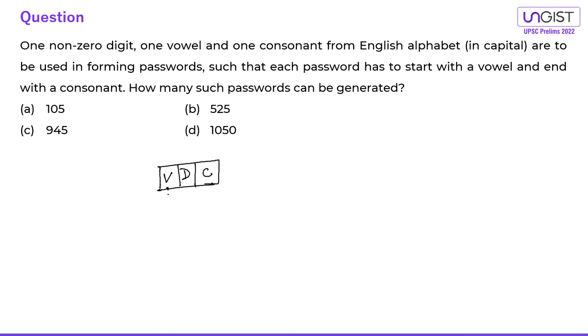So how many vowels are there? 5. How many non-zero digits are there? 9. How many consonants are there? 21. Okay. So these many passwords will be formed. So they are 945. Okay, everyone. They are 945. So this is the answer. Fine. Correct answer is 945. All right. Now let's move to the next question.